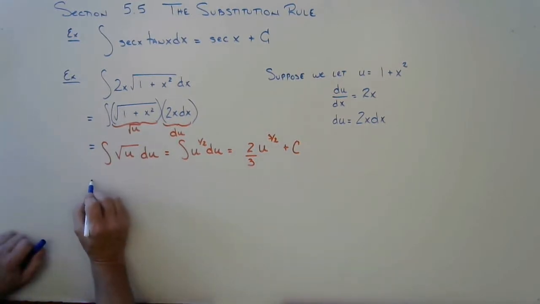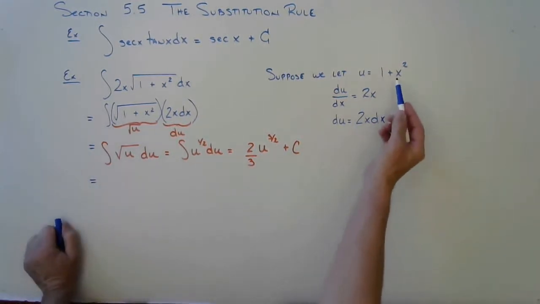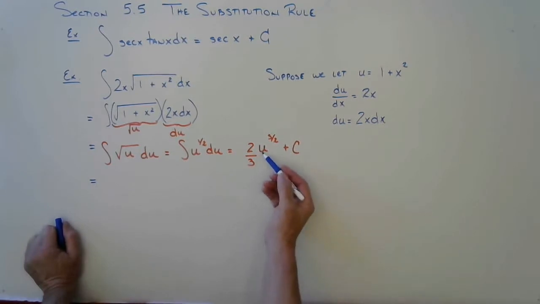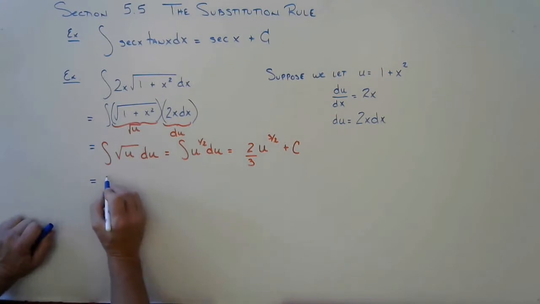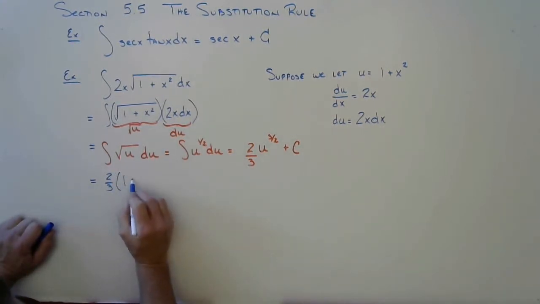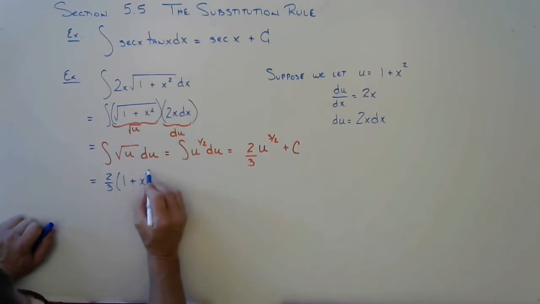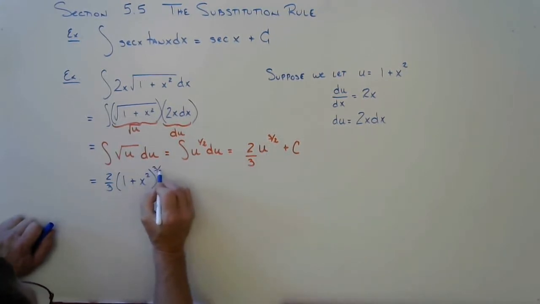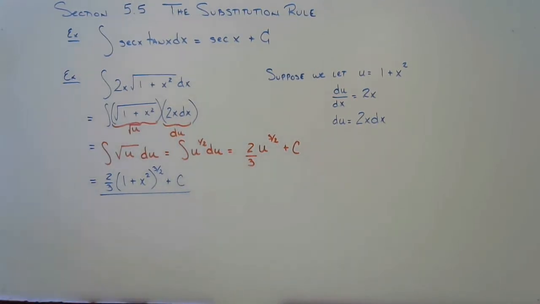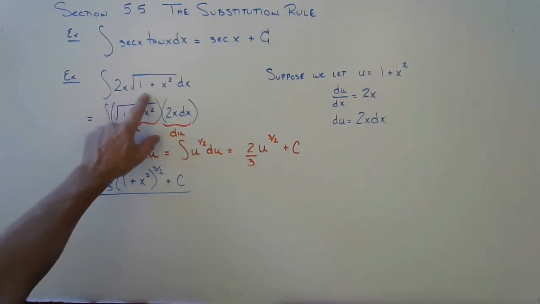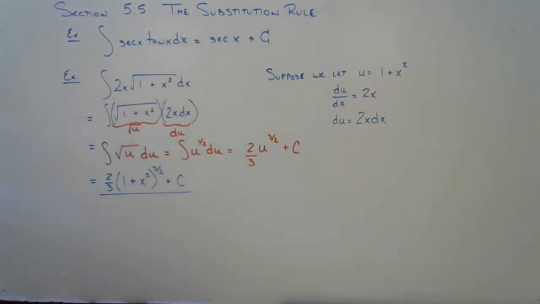So what do we do? Well, we go back and we resubstitute in u. We know what u is. We've got it written right here in our paper. So this is going to be 2/3 times 1 plus x squared to the 3/2 plus c. And this is the answer to the integral problem that we were originally given. This is the integral of 2x times the square root of 1 plus x squared dx.